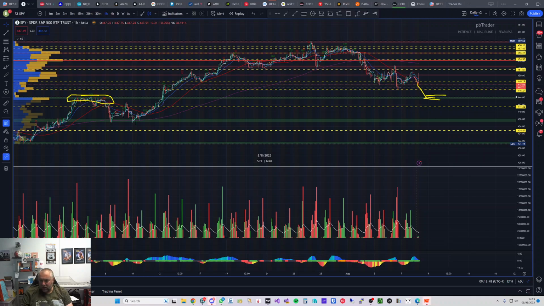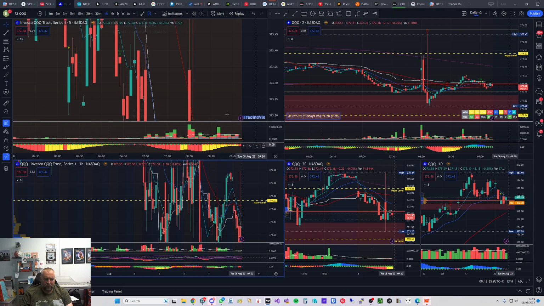And that's it really for SPY. It's almost the same levels. Let's have a look at QQQ and NQ while we're here.